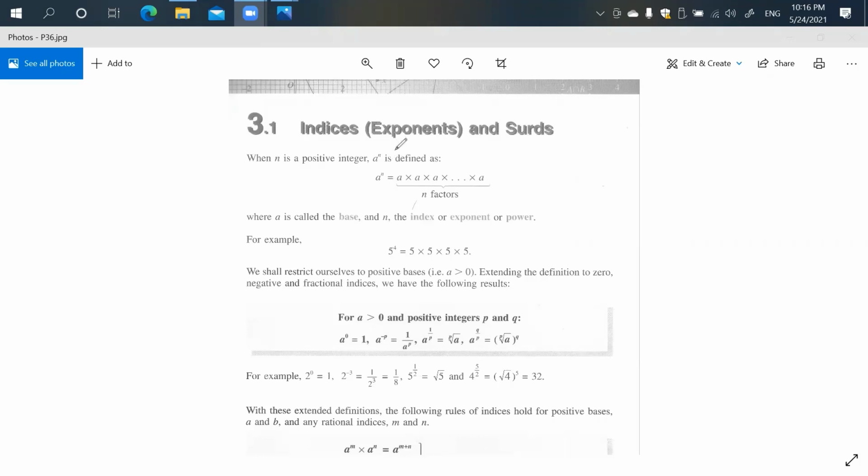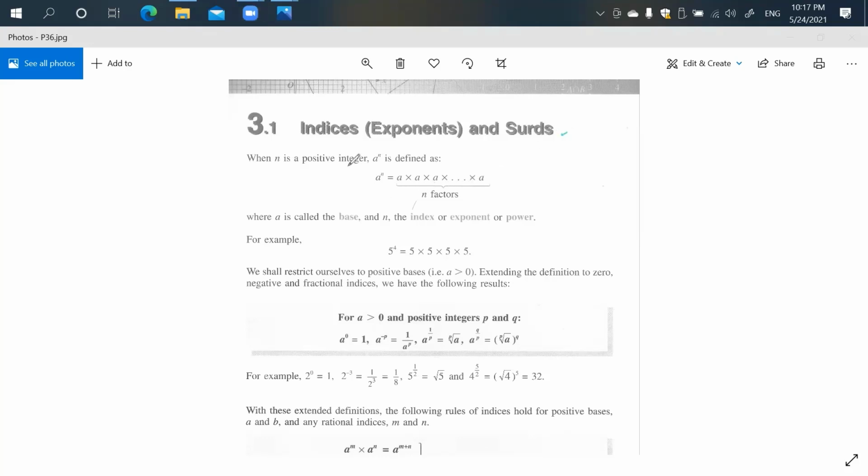We're going to review some topics you used to learn from last year. I think you should have learned it before grade 9 or 10. It's about the exponents, sometimes we call them indices, right? So exponents, or sometimes we call indices. And also we're going to review surds.